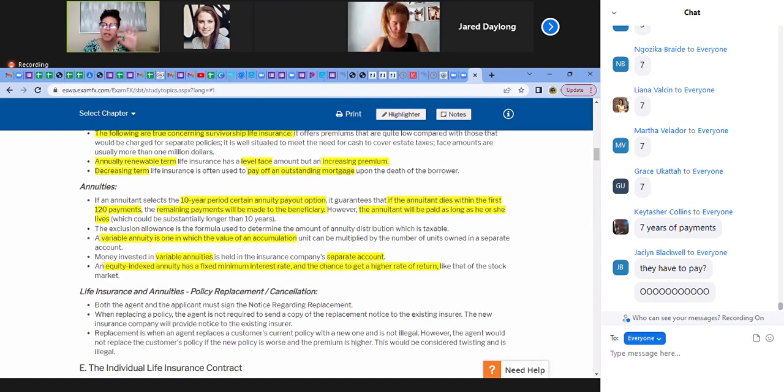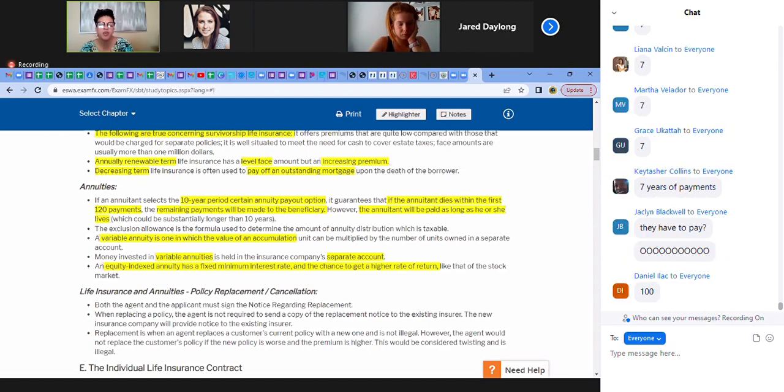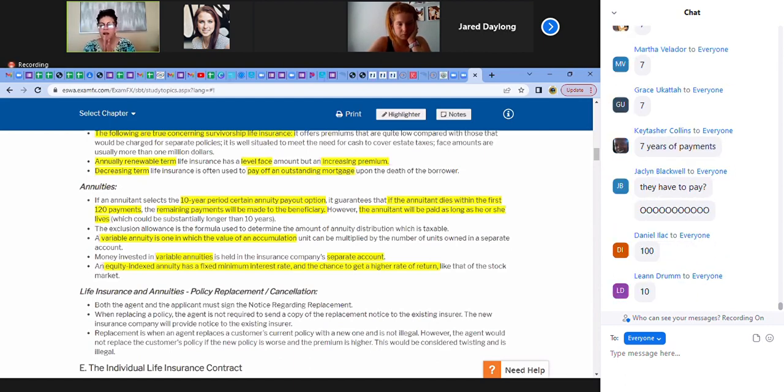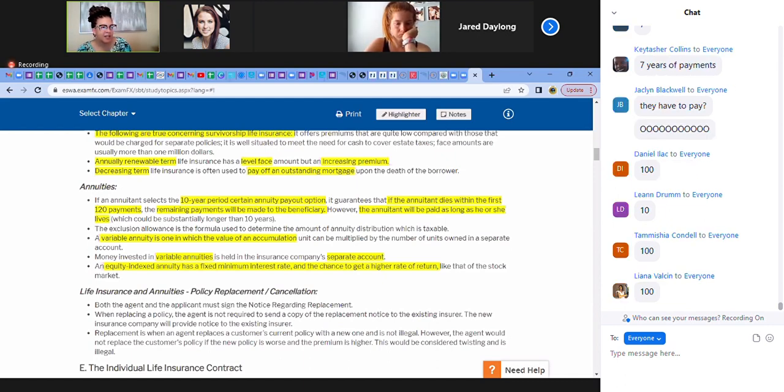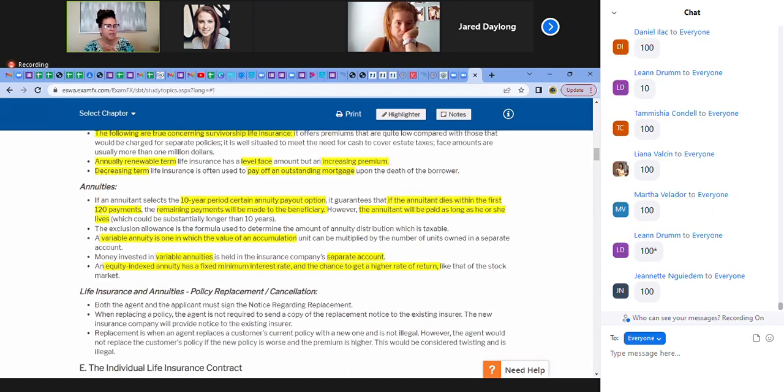So here's the payments. Melinda has a 10-year period certain annuity, and she received 20 payments. How many payments is left for her beneficiary? There we go. The answer is 100.